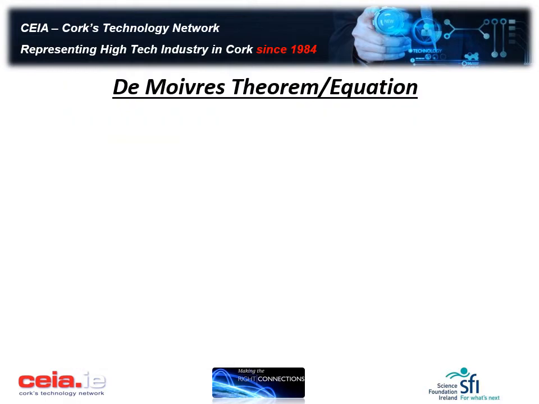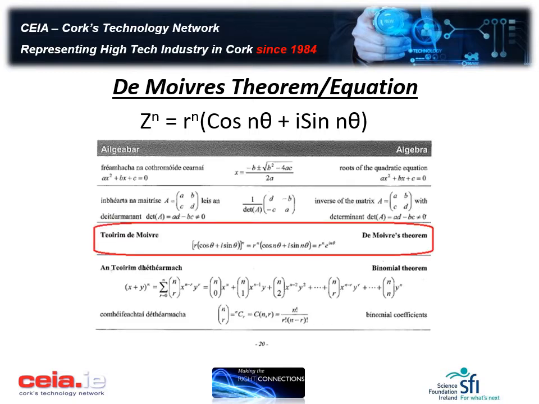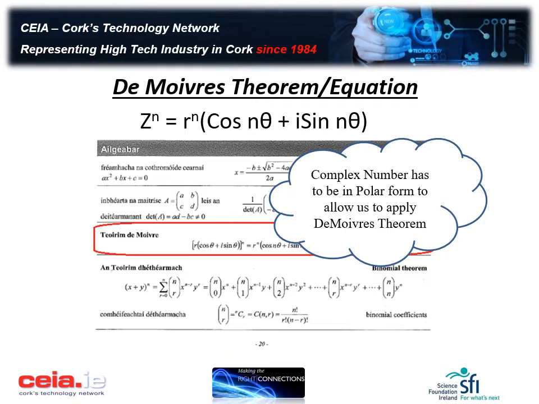So let's take a look at De Moivre's theorem or equation for complex numbers. Basically, De Moivre's equation looks like this. A complex number z to the power of n can be represented like this: the modulus to the power of n, open brackets, cosine n times the argument plus i sine n times the argument. It's not a very difficult equation, but just in case you're worried that you may not remember it going into the exam, it is actually included on page 20 of your maths tables in this format. So just be aware that it is in the maths tables. There's no need to learn it off, but it is not a very, very difficult equation. Just to remind you that the complex numbers have to be in polar form to allow you to apply De Moivre's theorem.